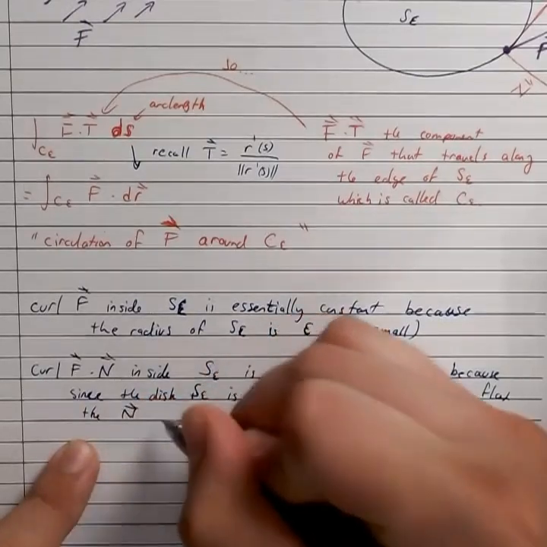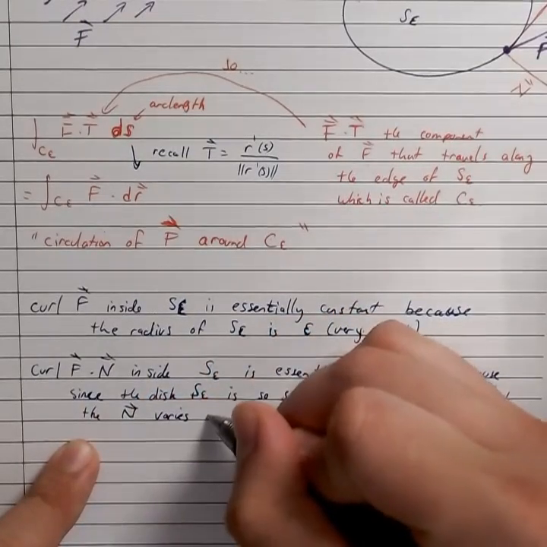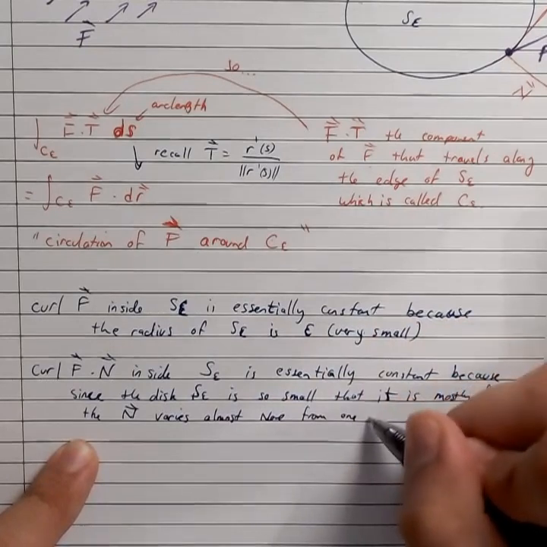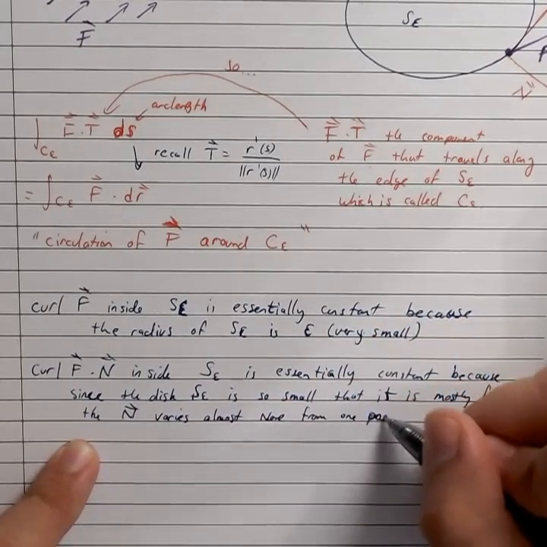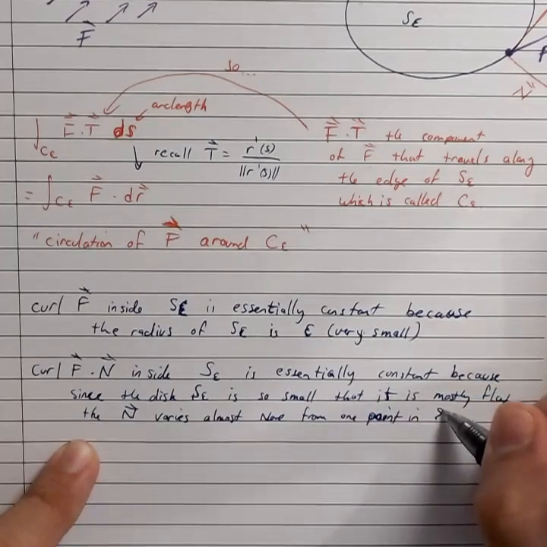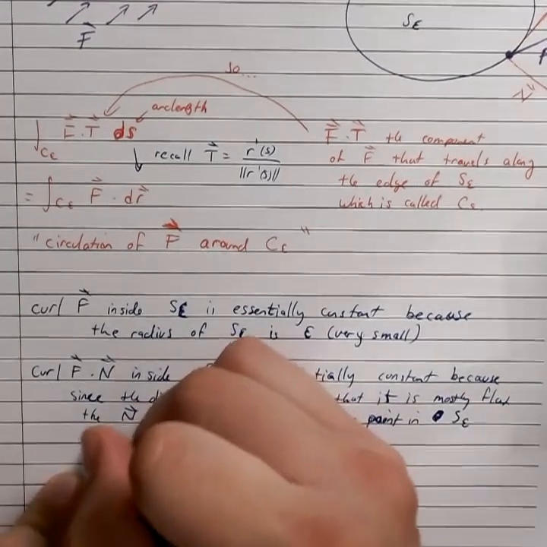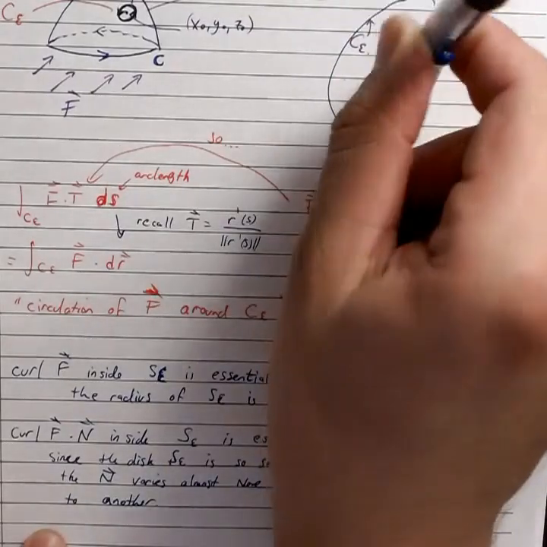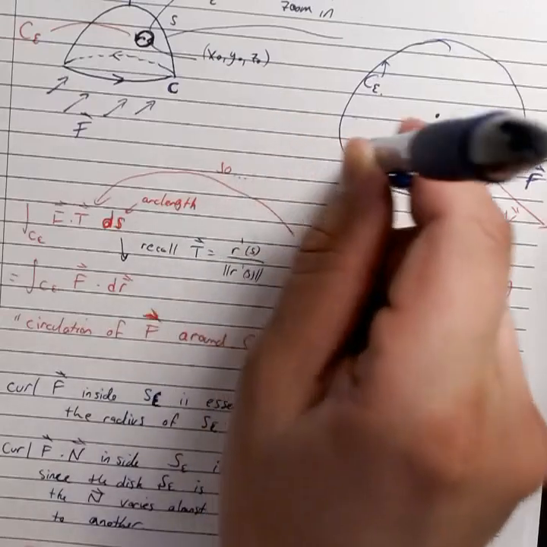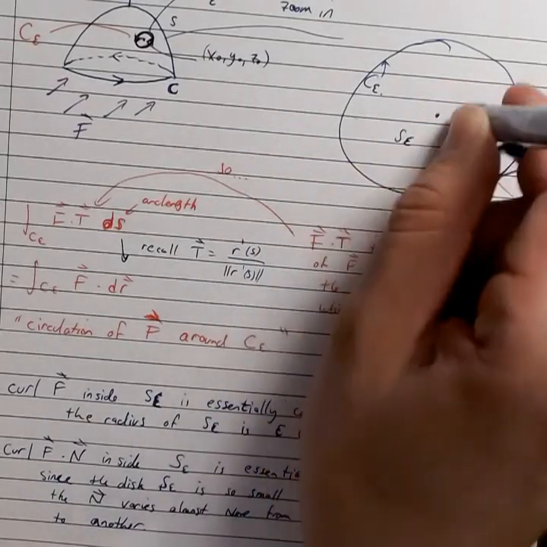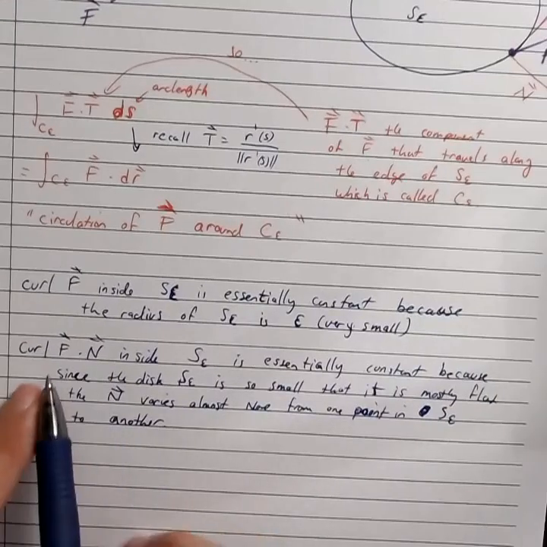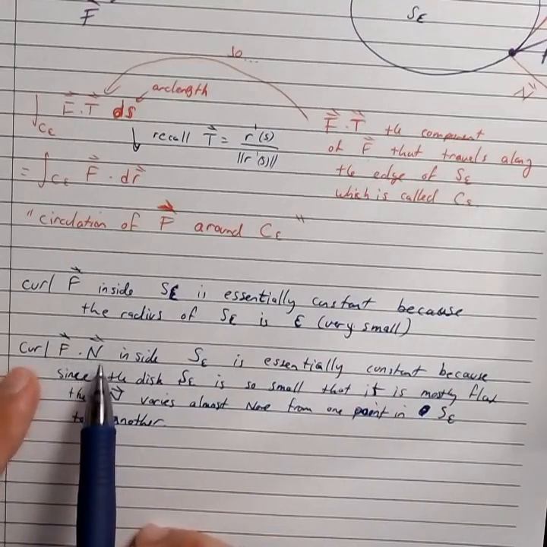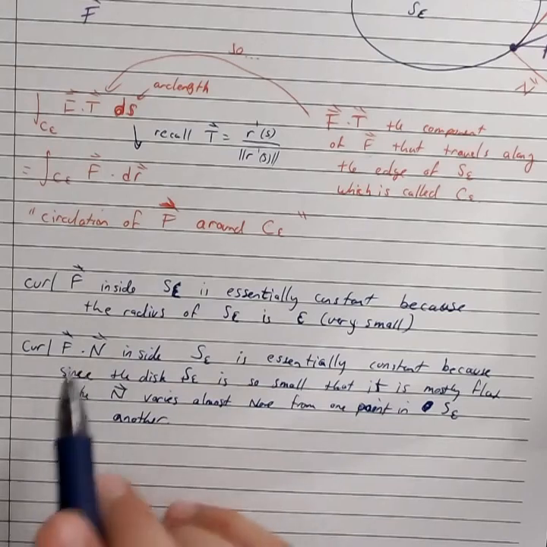Then n varies almost none from one point in S sub epsilon to another. This thing is flat, so the normal vector here is about the same as the normal vector over here, which is about the same as the normal vector over here. So it doesn't matter where I'm taking n, at what point, it's basically the same vector. So here, this isn't changing much, it's basically constant, and this isn't changing much, it's basically constant. So their product isn't going to be changing much either. It's essentially constant.